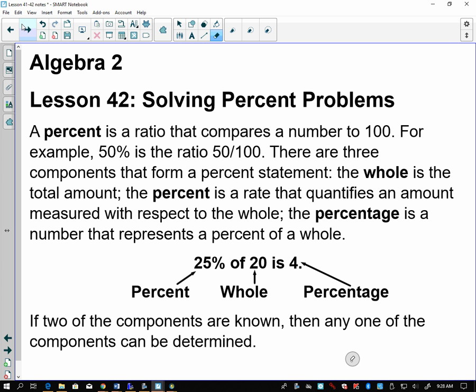Okay, next lesson, 42, solving percent problems. This stuff should be review, I think, maybe? I don't know what you know and what you don't know. Okay, a percent, right? Are we familiar with percents? Okay, great. We're familiar with decimals. Okay, great. So a percent, yeah, Tiffany?